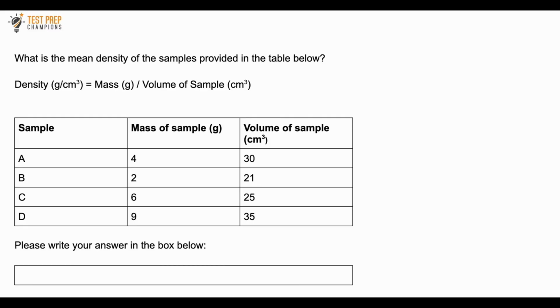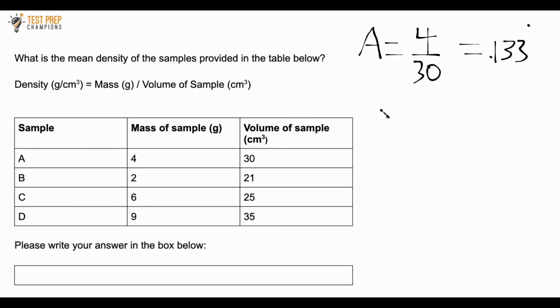Okay, so let's talk about this question. So basically what I want to do first is I want to calculate the density for each sample. And we can do that using this formula here. So let me calculate the density for sample A. So the way that we're going to set it up is we're going to do the mass divided by the volume. So in other words, we're going to do 4 divided by 30. And in my calculator, when I do that, here's what I get. I get 0.133 and a bunch of threes. I'm just going to leave it as 0.133.